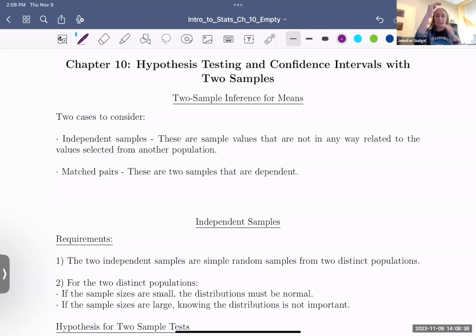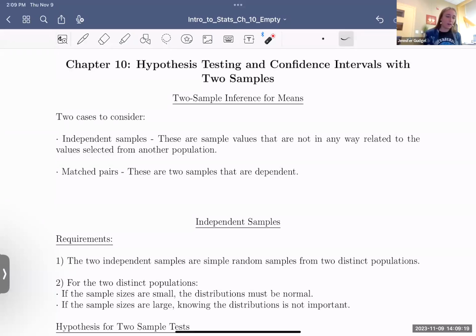We're going to talk about three sections in chapter 10. The first two are going to be about means. Well, actually, I think we go mean, proportion, mean. The means are split into two subcategories. We have independent samples. Independent samples are samples that are not in any way related to the values selected from another population, meaning that you're two completely separate. A good example could be heights of men and heights of women. You have no overlap in your samples. They are fully separated. It doesn't matter the order in which you list them.